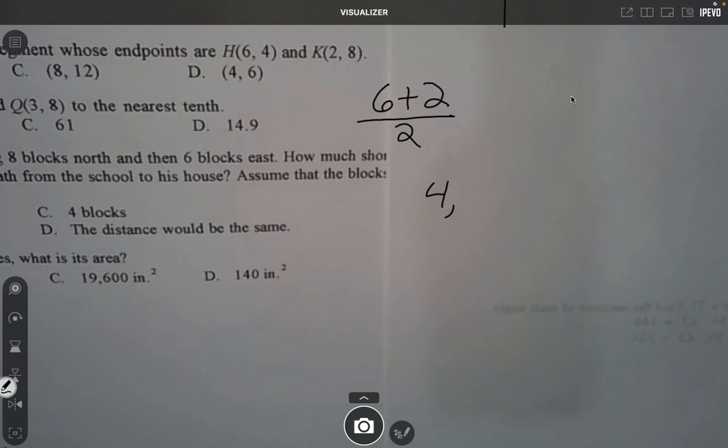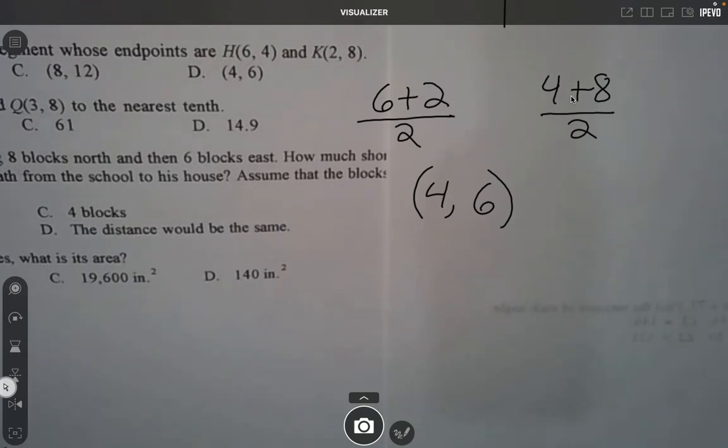Now, let's add the y values. What are the y values? 4 and 8. So we add those and divide by 2. And what's 12 divided by 2? 6. That is the midpoint. You just find the average of the x's and the y's. Add your x's, divide by 2. Add your y's, divide by 2.